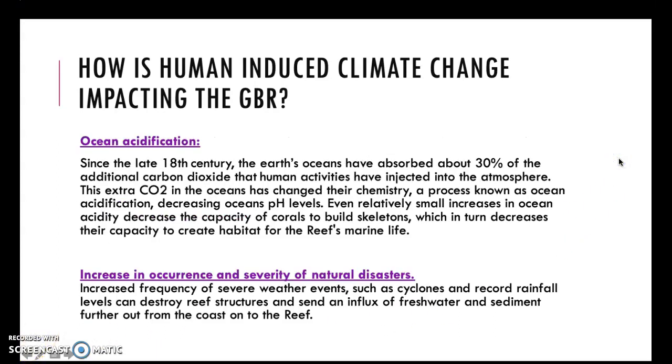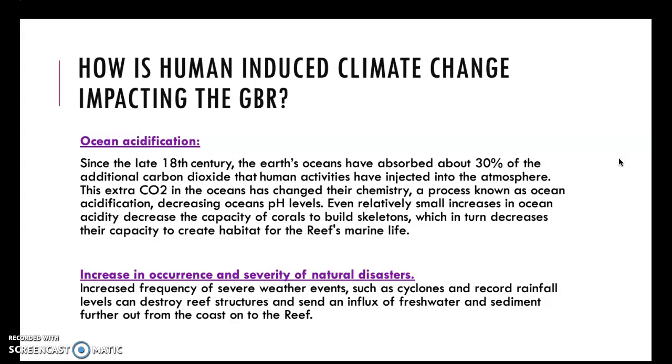The second point we're going to look at is ocean acidification. Now, ocean acidification is because of an increase in carbon dioxide in the atmosphere. We're burning fossil fuels, we're using more and more transportation that uses petroleum. That's all increasing the amount of carbon dioxide in the atmosphere. What the oceans and the seas do is act as a carbon sink, and they absorb some of that additional carbon dioxide that's in the atmosphere, about 30% of it.